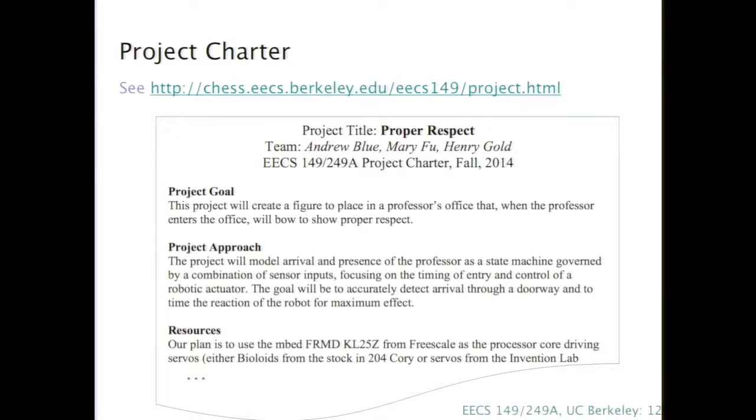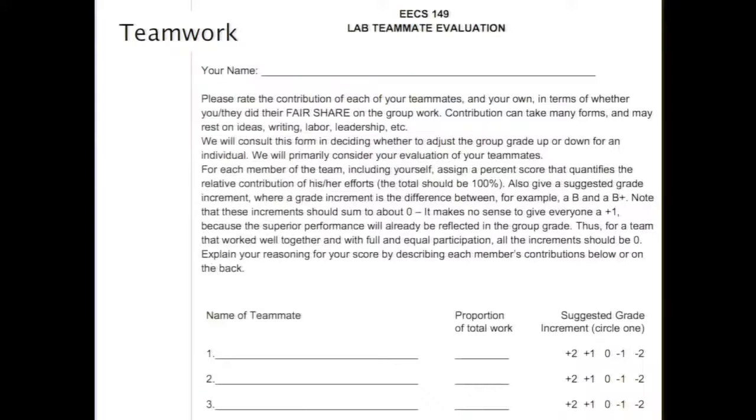Okay? You should have some idea of what resources you're going to use. We are going to use the mbed processor from Freescale as the processor core, driving servos. You can leave some ambiguity. You're not sure whether the Bioloids will be more convenient or the servos that are in the invention lab. You can leave some flexibility there because you want to be able to explore and so forth. Okay? So take a look at the project one.